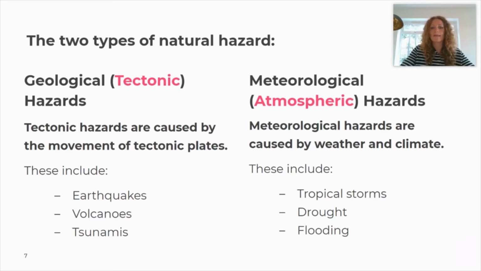So when we talk about meteorological hazards, we could be talking about tropical storms. And obviously there are 3 names for tropical storms. So that could be a typhoon, a cyclone, or a hurricane. We're talking about droughts if there's not enough rainfall. And we can be talking about flooding. Now, these 2 are really, really important.